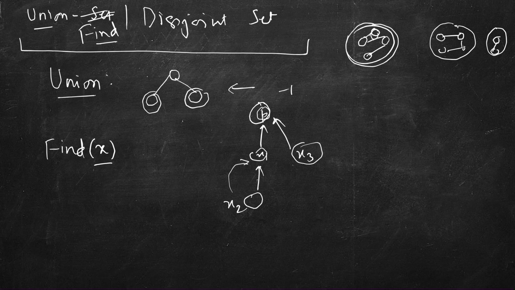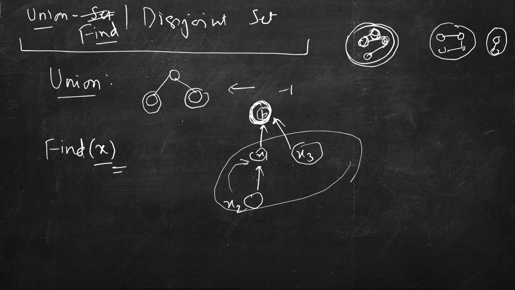So you reach the top. So what is the top level parent? That is the representative of all of these. All of these groups are represented by its parent. So find basically does that. Return the representative of that group or the parent of that group.